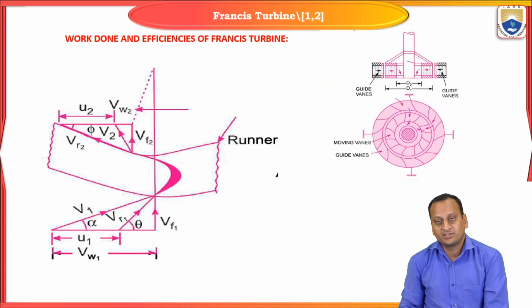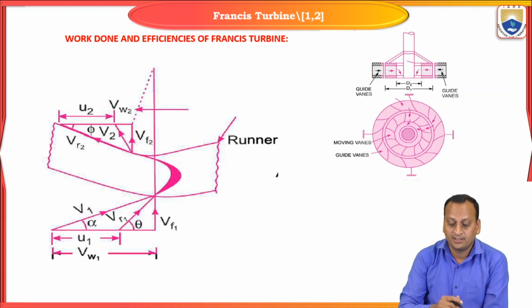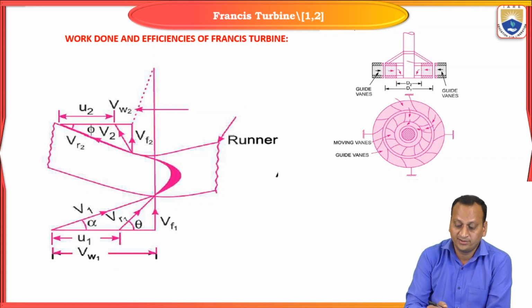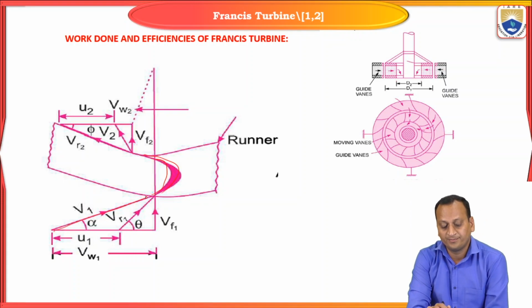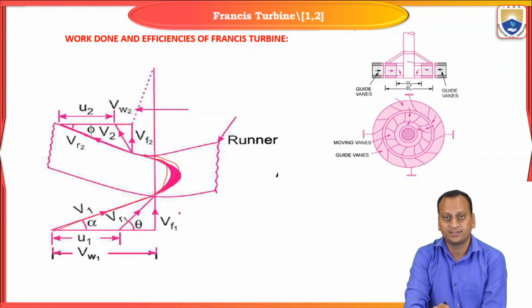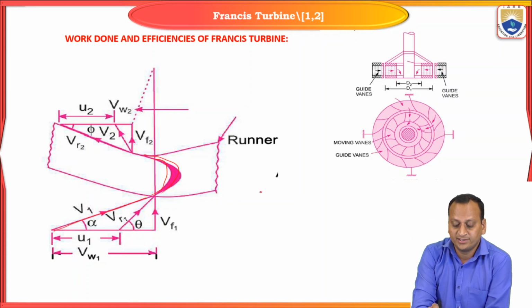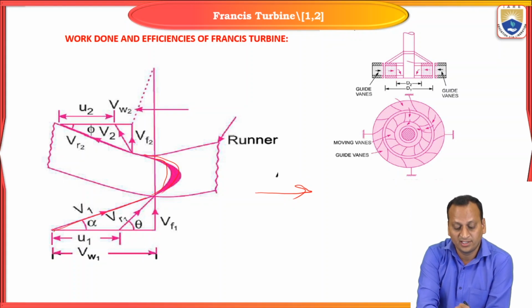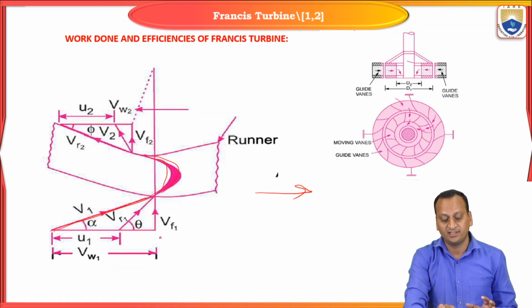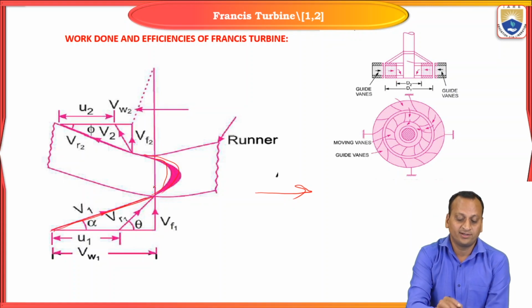Here we can see the velocity triangles of a Francis turbine runner vane. As the Francis turbine runner vane is a backward curved vane and the water comes in this direction, we will have two kinds of velocity triangles. In the case of a Pelton wheel turbine, as it is tangential flow, the inlet velocity triangle is a straight line, and the outlet velocity triangle has four different lines. But here we will have one inlet triangle and another outlet triangle.